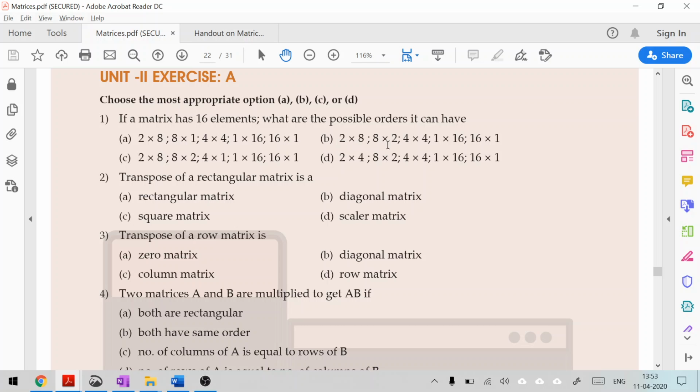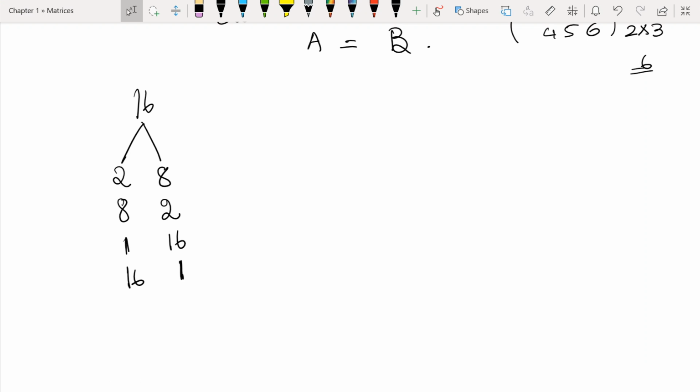2 into 8, 8 into 2, 4 into 4, 1 into 16, 16 into 1, all are satisfying. So we will go with option B, whereas C and D both have an error in it. 4 into 1 instead of 4 into 4. It has 2 into 4 also, so both have an error. Only option B is correct. So we will go with option B.